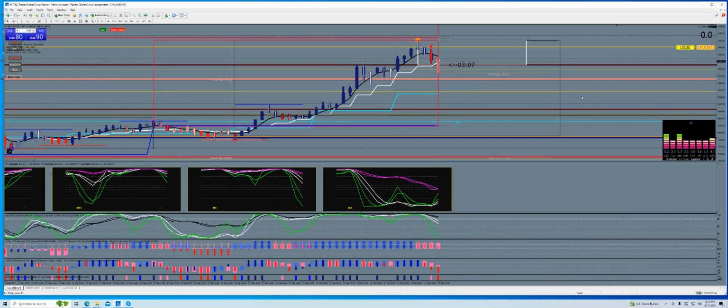So this is just the first push down from this peak. That's why I drew the box. I'm expecting some manipulation being done on here before it breaks down, right? But there was still an opportunity to trade into the box to the bottom. It would have given you 30 pips, and you get out and wait for the next opportunity. The next opportunity could be back to the top of the box.